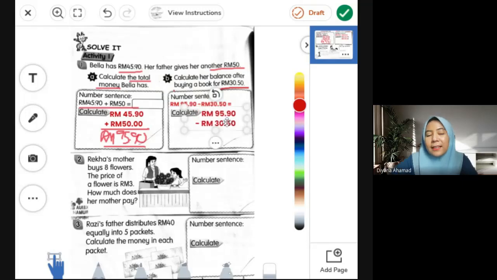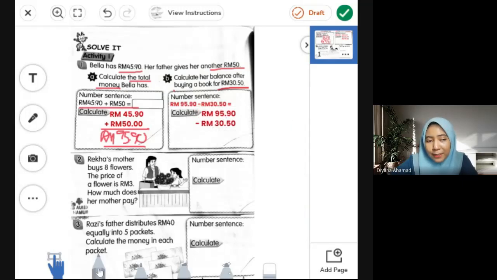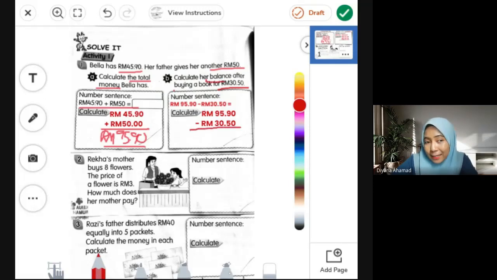Right here, it's time for you to do the calculation. Minus, not plus, because you need to find the balance. The keyword is balance. Now, 0 minus 0, 0. 9 minus 5: 9 in your mind, 5 on your fingers. Before 9: 8, 7, 6, 5, 4. So you put 4. Don't forget the dot.